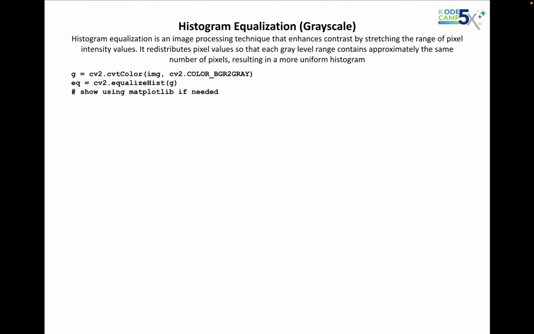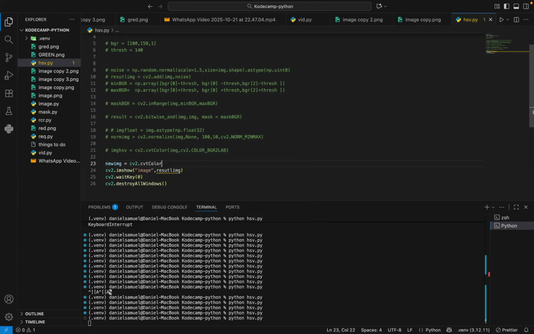Let's say we call it new image. We save it to cv2 dot cvtColor. Then we are passing in our image. Then we pass in cv2 dot COLOR, what color, BGR to what, to GRAY. So first of all, we basically convert our image to gray.